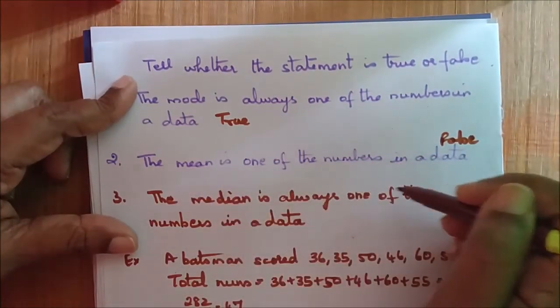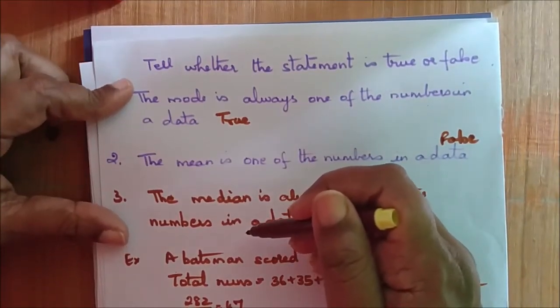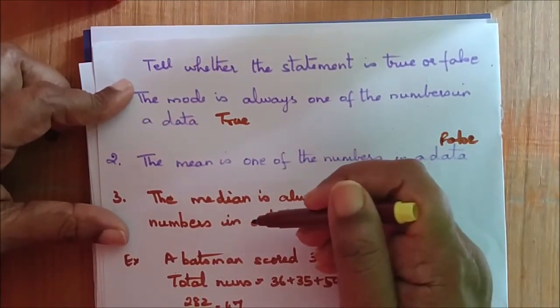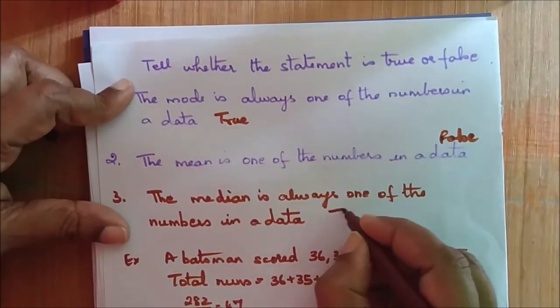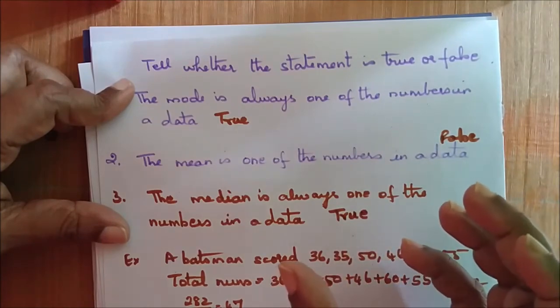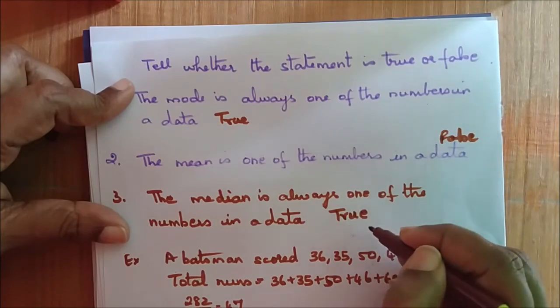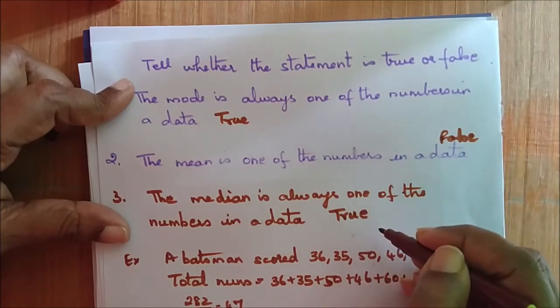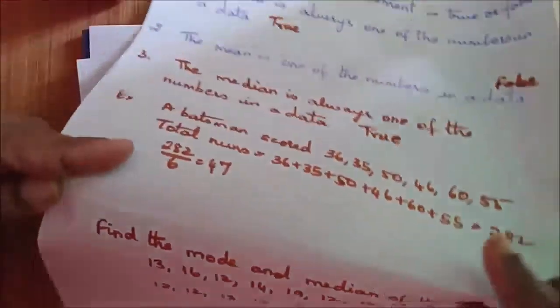The median is always one of the numbers in a data. Median is the middlemost value, isn't it? Since we are dealing with odd numbers, this holds good. Otherwise, it is different. For our class, we take only an odd number of values, so median holds good in this case. Okay students, I hope you have understood these three statements.